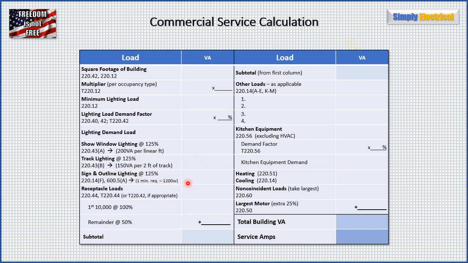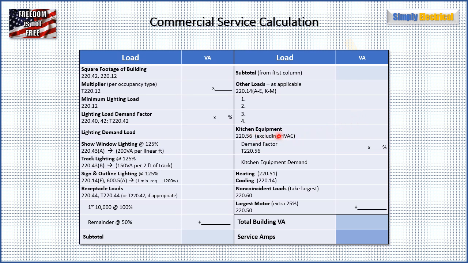Then we're going to go to receptacle loads. We're going to figure out what that is, take our demand, and then we're going to add up all these cells here and come up with a subtotal. We're going to slide that subtotal up to this column over here, and then we're going to take any other loads, any other appliances, specific loads, as denoted in 220.14 A through E and K through M. And I've got 4 spaces here, but you may have 10 or 20 or 30 loads that you've got to tally up here, and you just put their values over here and they'll be added in.